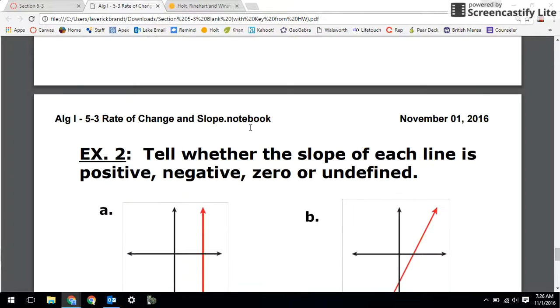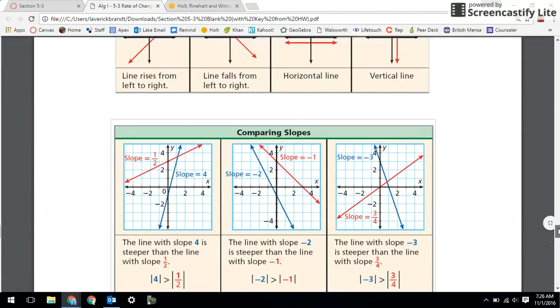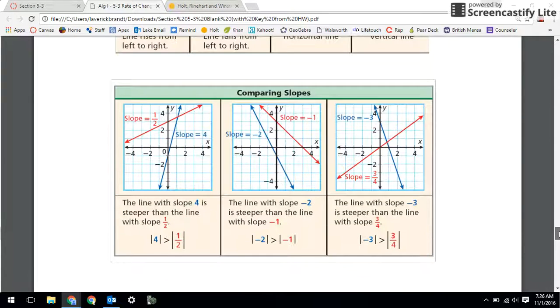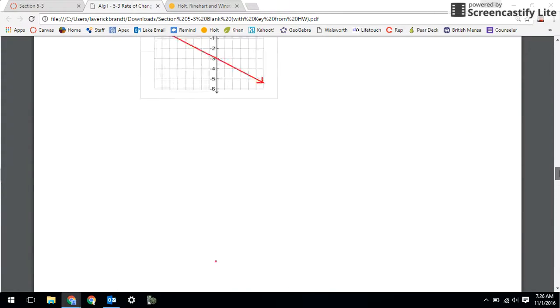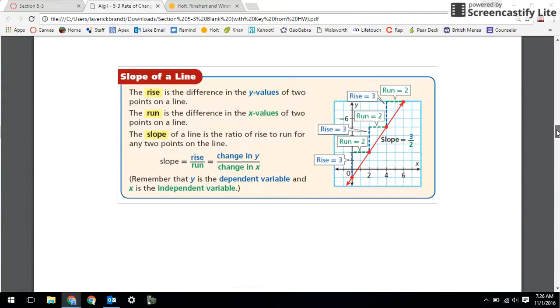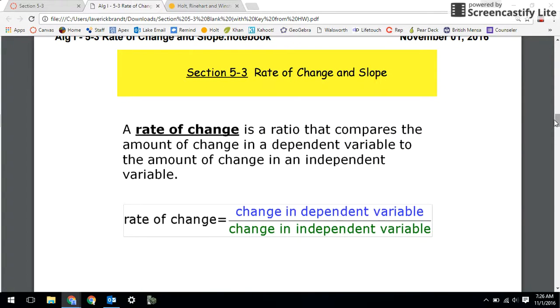Okay, so once you're done with today's notes, make sure you write down everything that I asked you to write down. I will be taking a look at your notes and making sure you wrote down everything that you should have written down. I know this is probably a lot of review for you guys, so make sure you understand this stuff before we get to tomorrow.